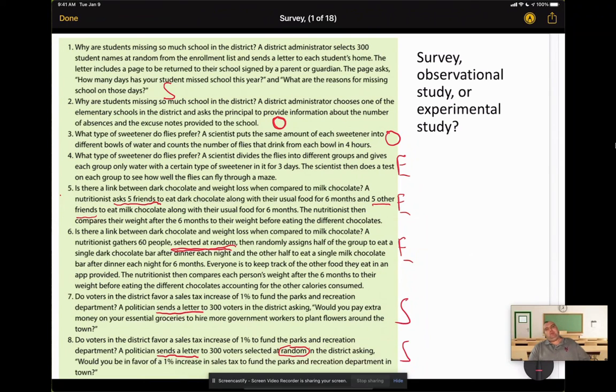So again, the purpose of this lesson is to simply be able to identify the differences between a survey, an observational study, and an experimental study. That is it for lesson 1.